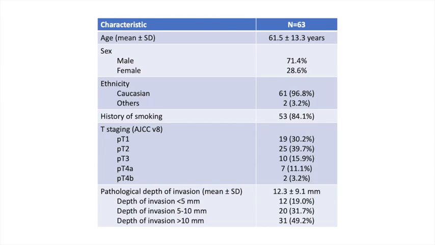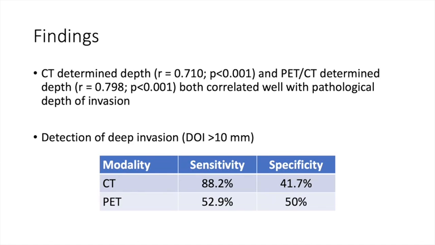Looking at the breakup by T-staging, we can see a broad distribution with patients across all categories, with the most patients being in the T2 category. Mean pathological depth of invasion was 12.3 millimeters, and once again patients were distributed across a wide range of depths. CT determined depth and PET-CT determined depth both correlated well with pathological depth of invasion.